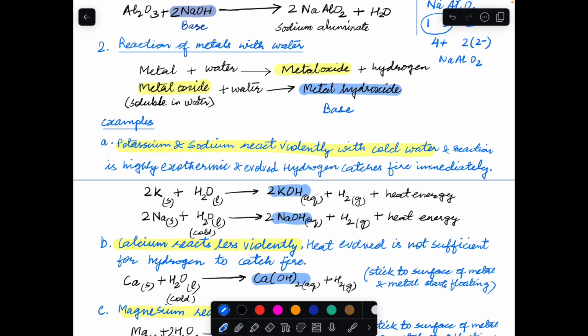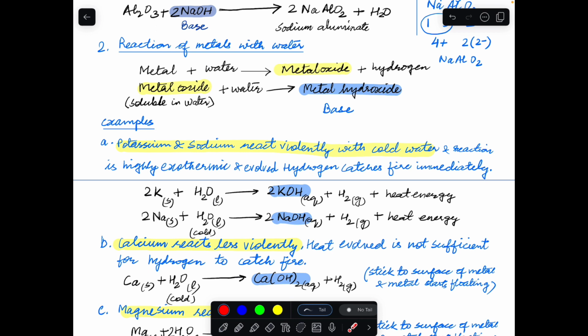So let us see the example. First is the most reactive one, that is potassium and sodium. They react very violently with cold water. The reaction is so violent that a large amount of energy is released, and therefore we call the reaction highly exothermic. Hydrogen gas evolves, and as soon as the gas evolves, it will catch fire, and therefore the reaction is highly violent. It is very difficult to control, so usually in the lab we do not do this reaction. There will be a blast just like a bomb.